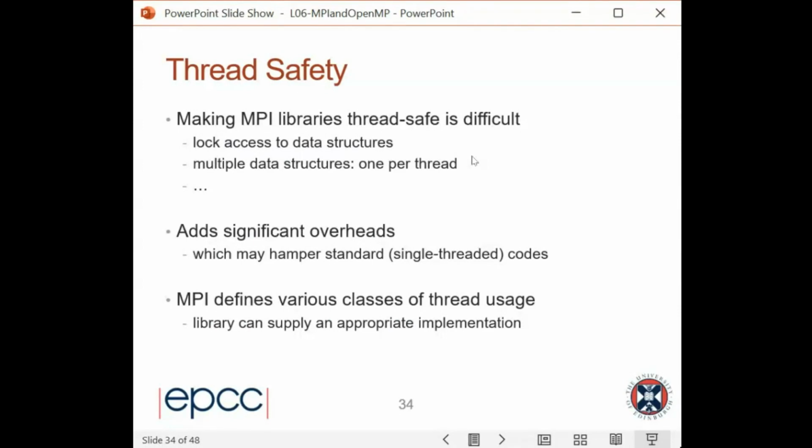So MPI defines various classes of thread usage. When you initialize, there's a new initialization routine, not MPI_Init but MPI_Init_thread, where you say to MPI, I want this level of thread safety. That allows you, for example, to request the library which has no thread safety. In other words, it's just the standard MPI library, and that will therefore give you no overhead. In fact, you can still call MPI_Init, but it's important that you don't want the whole MPI library to be implemented with thread safety, because that will slow things down, and you maybe don't want that.